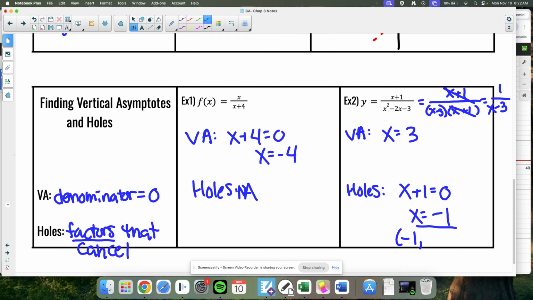Do you plug it into that original equation? Yes. So not the new one? Oh, plug into the new one. Sorry, it won't exist on the first one. Good point. Yes, so plug into this guy right here. So if I plug in -1 into that, what fraction do I get? -1/4. So our hole is at x equals -1. The point of it would be -1, -1/4.